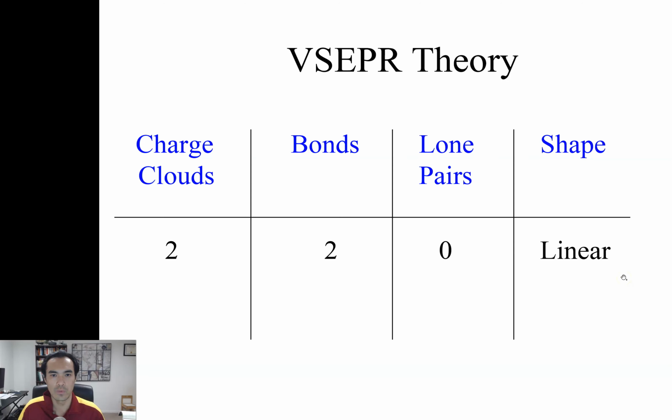Now, in VSEPR theory, we're going to talk a little bit about what this shape looks like. As we take Lewis dot to the next level, we know that there are 2 charged clouds, the ones attached from the oxygens to the carbon. We know that there are going to be 2 bonds, and no lone pairs on the central atom. And then we know that it's going to be linear. We usually define these 3 as areas of the structure itself. So the shape it creates is a linear structure, meaning that it looks like a line.